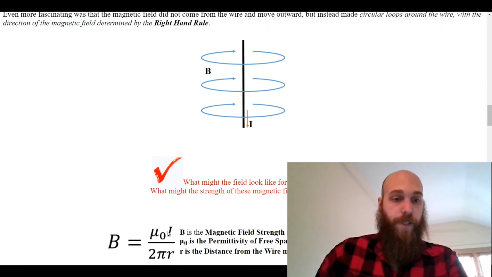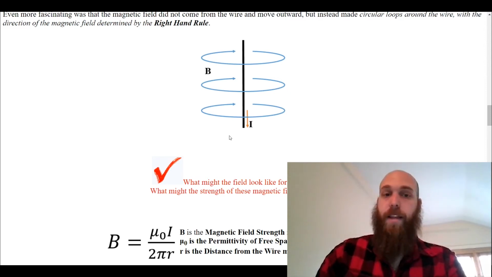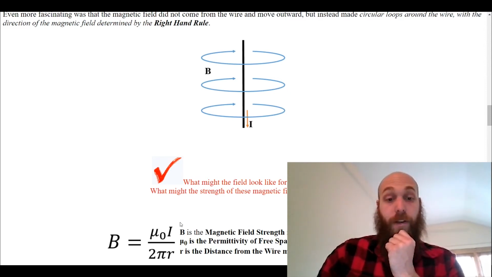And other than this scary constant out front, it's really not that difficult of a formula, and it only really depends on two things: how much current you have and how far away you are from the wire. More current means more magnetic field strength. More distance means less magnetic field strength.